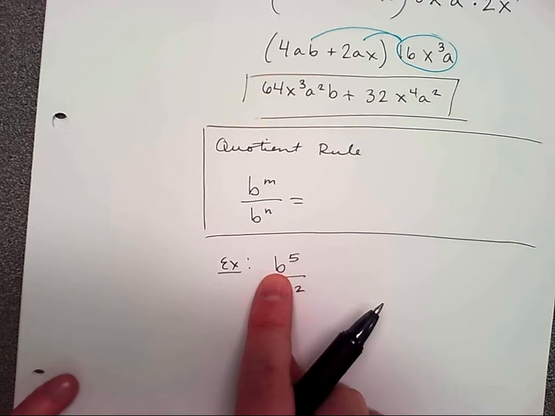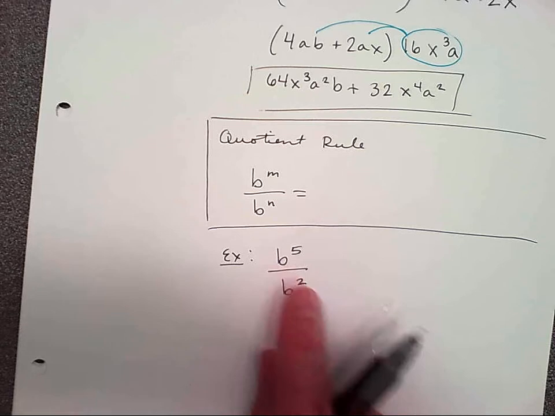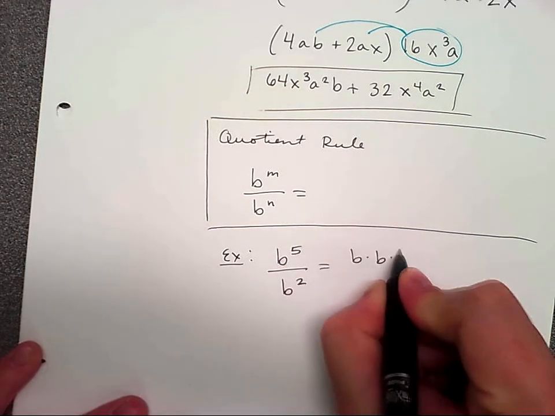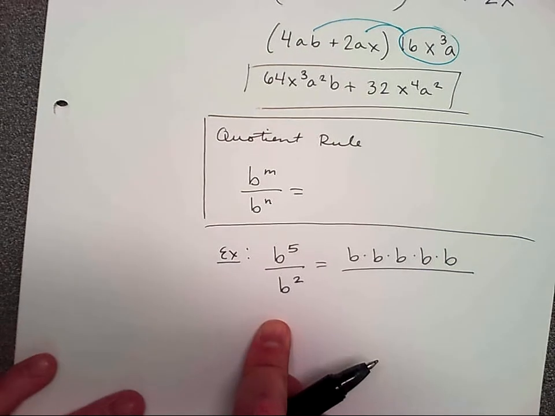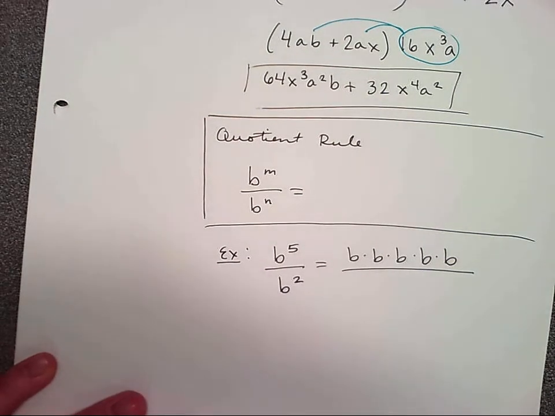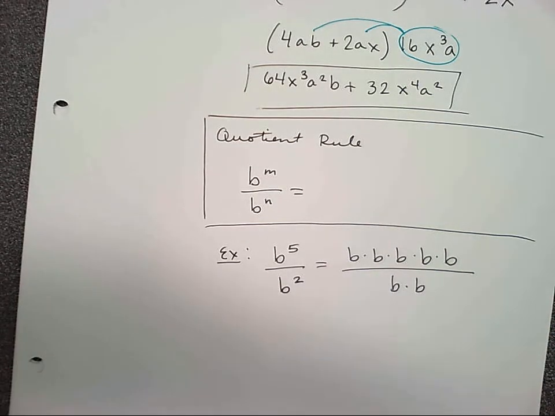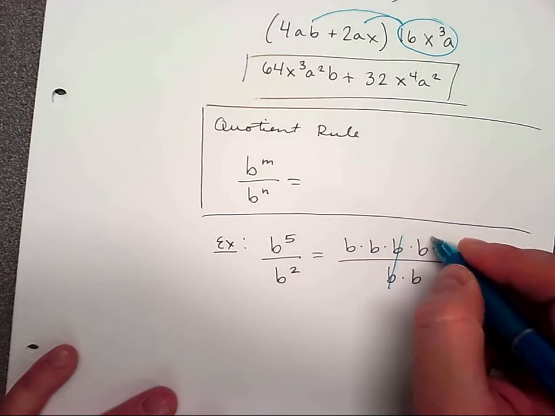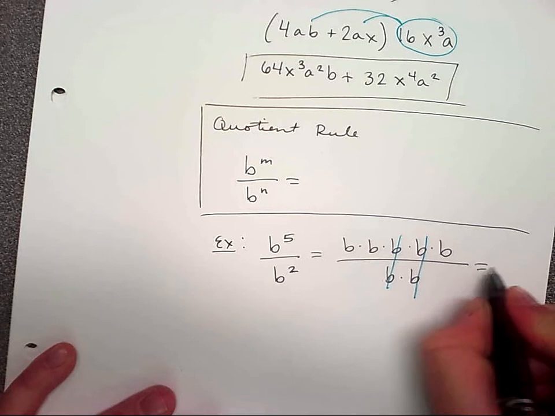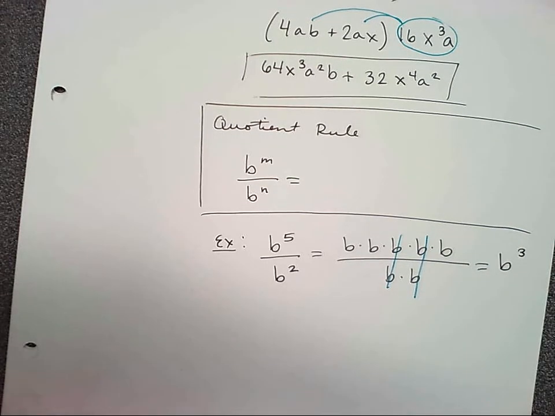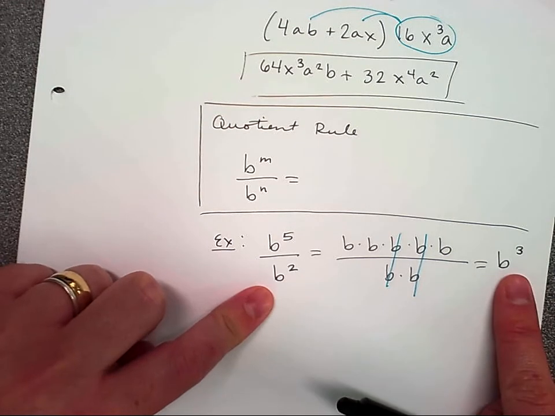Okay, what is b to the 5th? b times itself 5 times, right? b times b times b times b times b. Okay? What is b squared? b times itself twice, right? b times b. Okay, now I'm going to cancel my common terms. b over b equals 1, b over b equals 1. I'm left with b times b times b, which equals b to the 3rd. So from this example, b to the 5th over b to the 2nd, I get b to the 3rd.